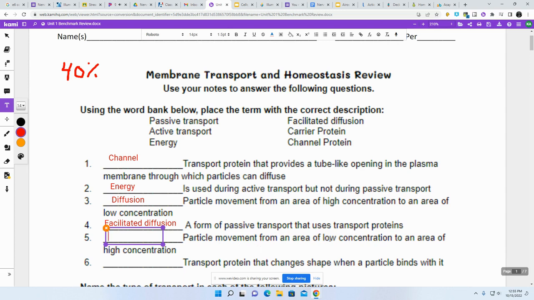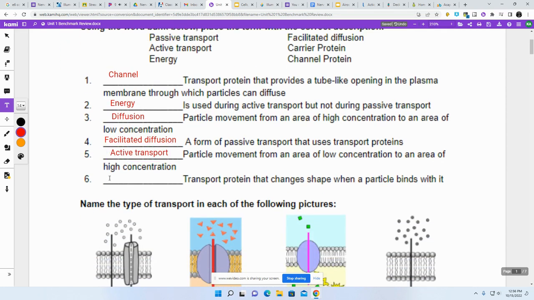Particle movement from low to high concentration. Anytime you're moving things from low to high concentration, those things do not want to go there. It's going to require energy. Therefore, it's active transport. Active transport, moving it, spelled it wrong. Active transport, moving things from low concentration to high concentration, requires energy. And this one you won't need to know. This is like a carrier protein, but don't worry about it because you won't need to know it.